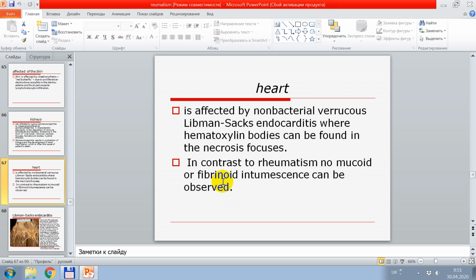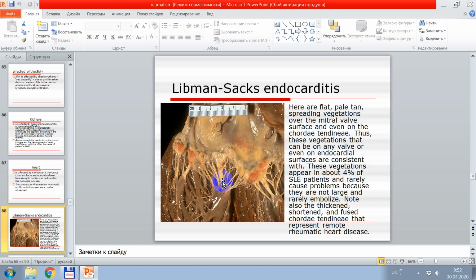Heart. In lupus erythematosus, the heart is affected by non-bacterial verrucous Libman-Sacks endocarditis, where hematoxylin bodies can be found in necrosis foci. In contrast to rheumatism, no mucoid or fibrinoid intumescence can be observed. These are the macroscopic signs of Libman-Sacks endocarditis in lupus erythematosus.